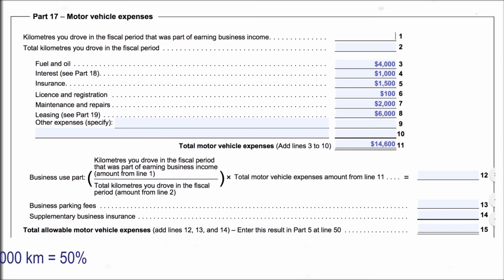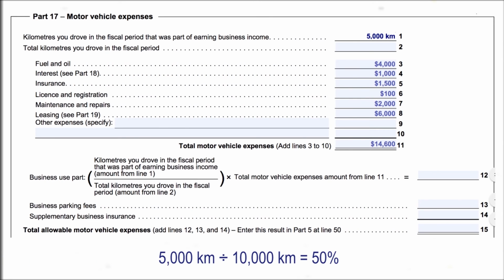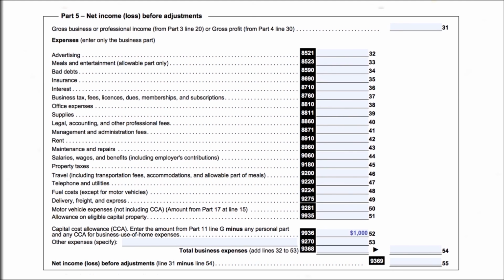Furthermore, Miss Oscar drove 5,000 kilometers for business purposes and 10,000 kilometers in total for the year. In other words, she drove 50% of the time for business reasons. Therefore, her deductible vehicle expenses are 50% of her total expenses of $14,600, which comes to $7,300. This amount is entered on lines 12 and 15. As a final step, enter the deductible portion of $7,300 in Part 5, line 50.